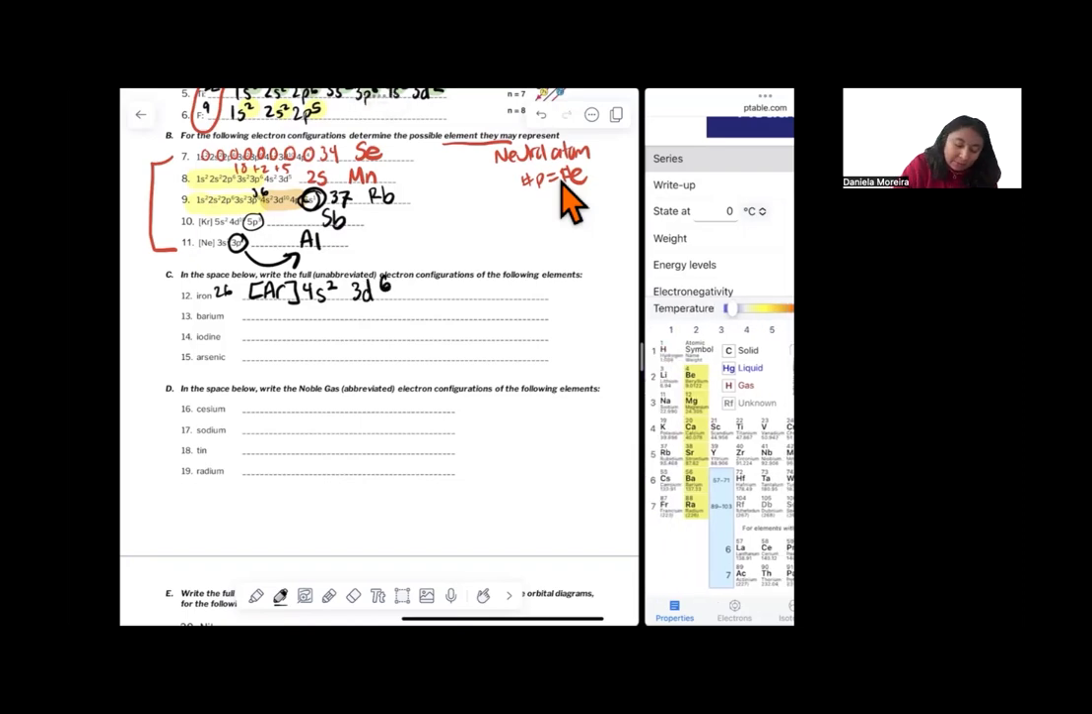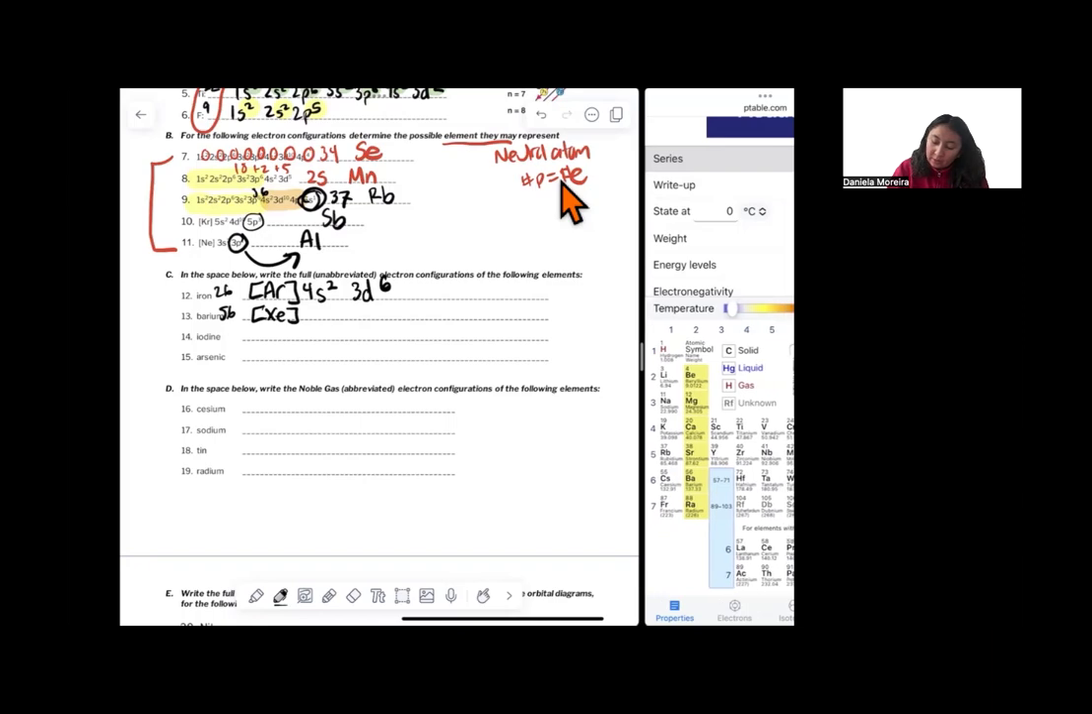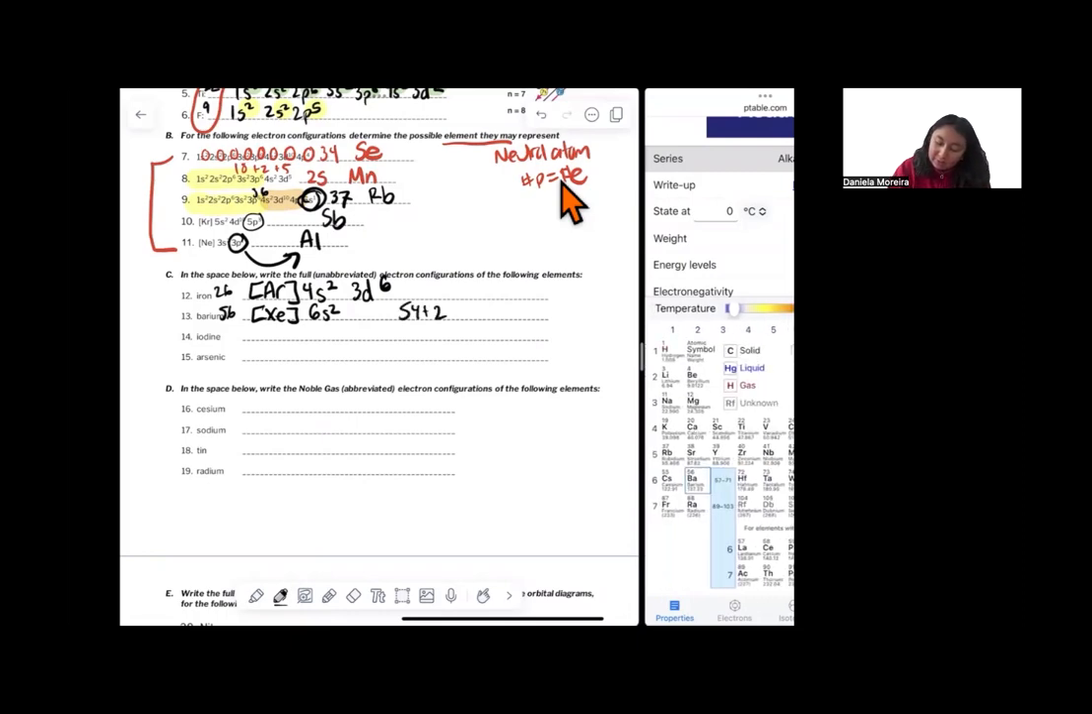Barium has 56 electrons. The noble gas before barium should be xenon. After xenon, we're in 6s: 6s1, 6s2. We can double check our work by knowing that xenon has 54. 54 plus 2 electrons gives us 56, which is barium.